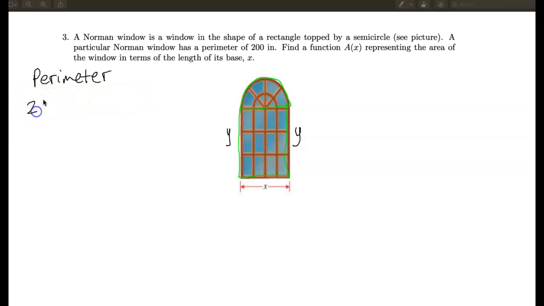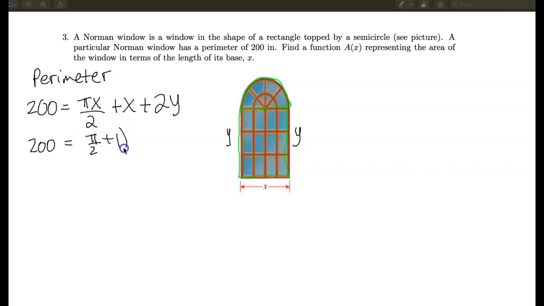And so we know the perimeter is 200 equals pi x divided by 2, and then plus x plus 2y, 2y because when we add up those sides. Alright, we can simplify this just a little bit by writing this as 200 equals (pi over 2 plus 1) times x plus 2y.